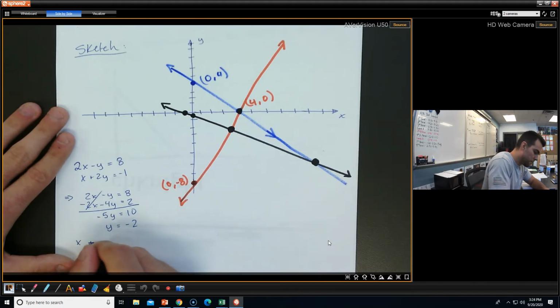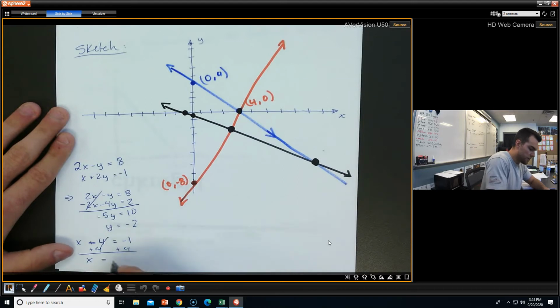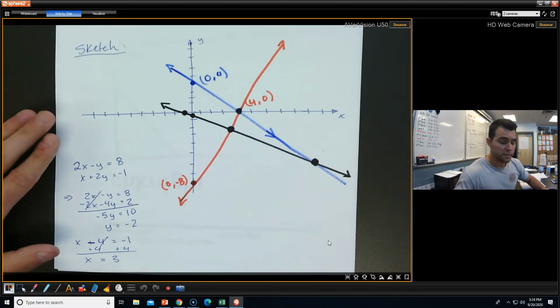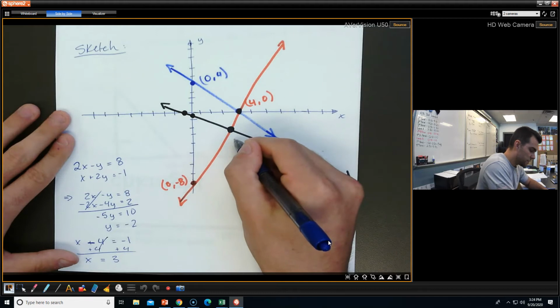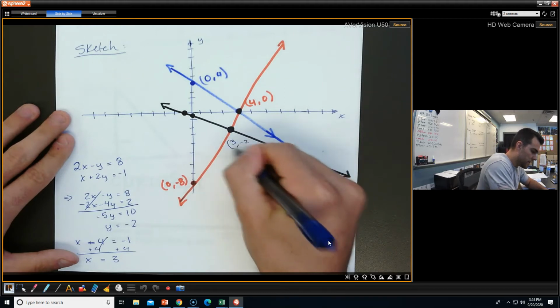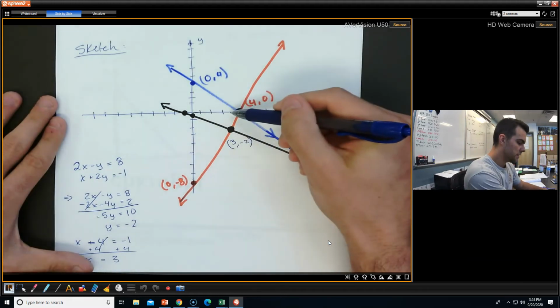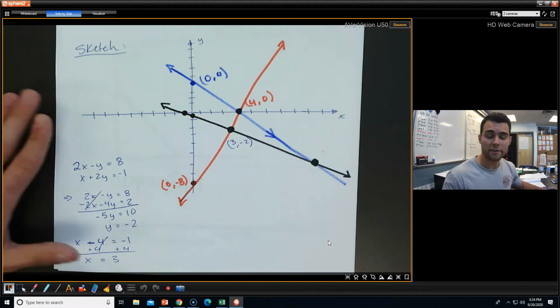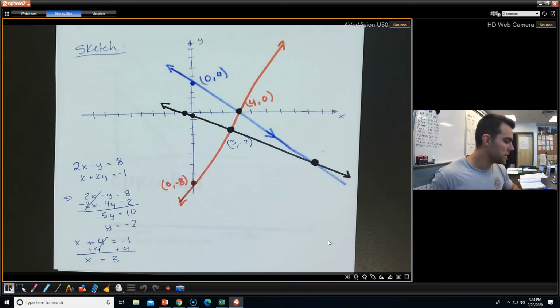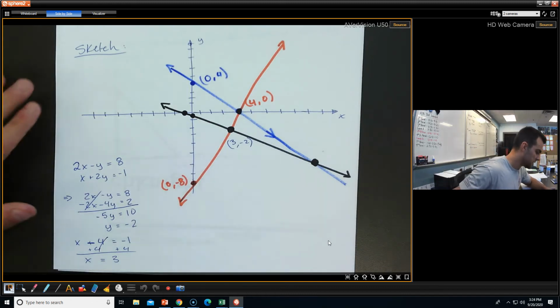So this is really minus 4 equals negative 1. And then I add my 4 to both sides, and I get x equals 3. So that means this point right here is (3, -2). And that actually kind of makes sense, right? (3, -2), it's somewhere in that domain, somewhere in that realm. My sketch isn't perfect, so it's got its limitations there.